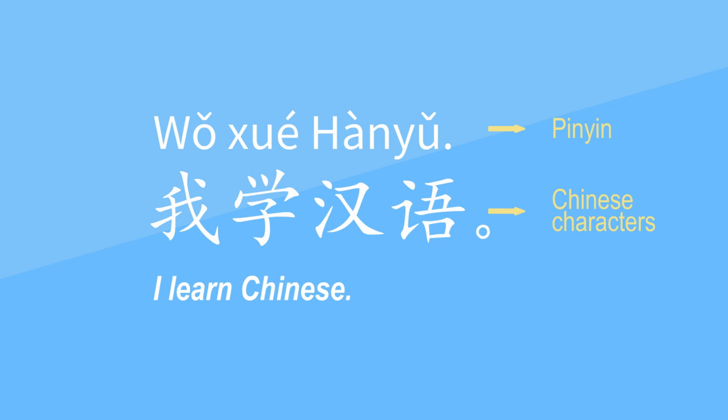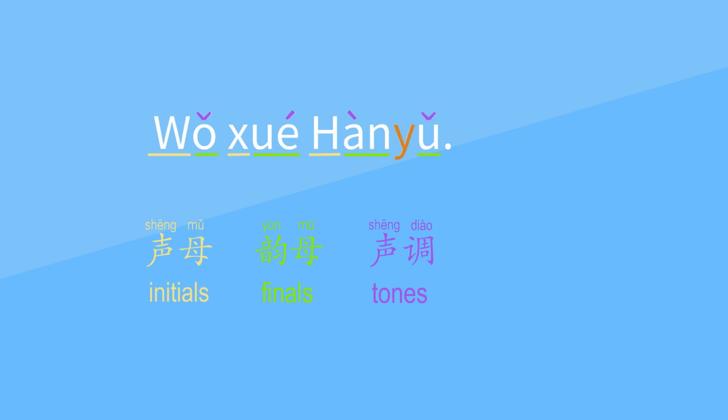Pinyin can be divided into three parts. The beginning part of Pinyin is 声母, which are called initials in English. The ending part is 韵母, which are called finals in English. The third part is tones, 声调. The Y here in Pinyin yu is not really an initial, but a spelling letter. So not every Chinese character has an initial, but it does have a final and a tone.